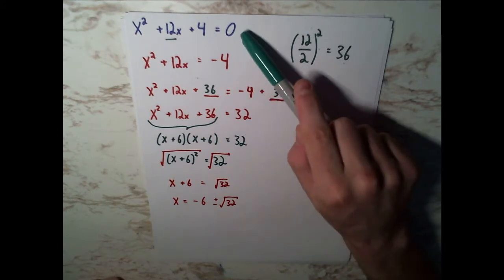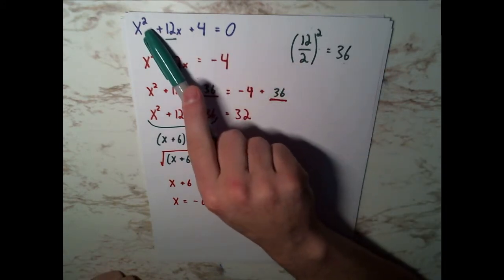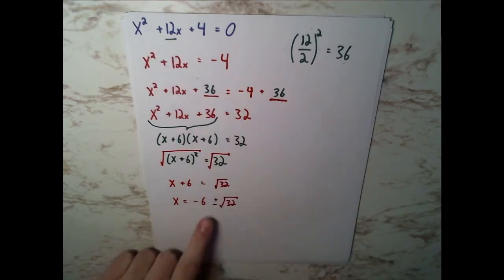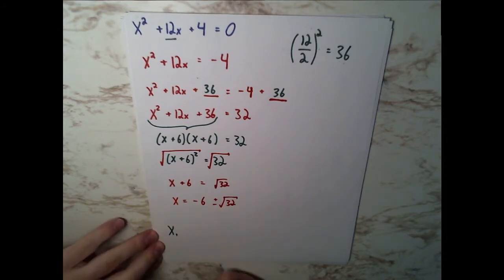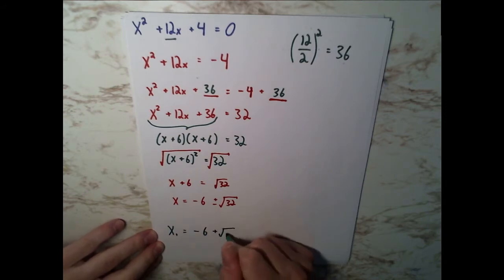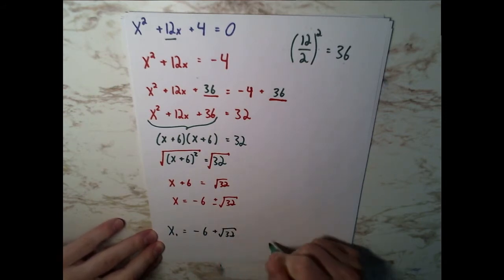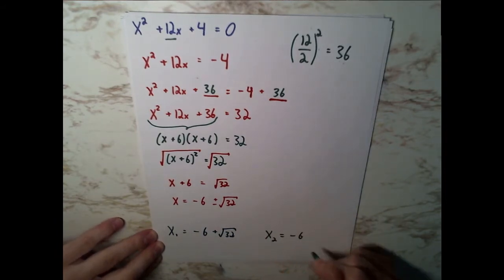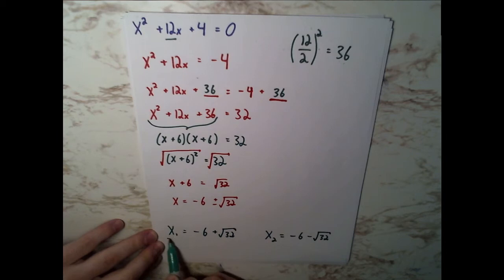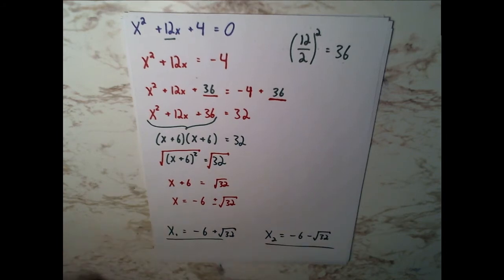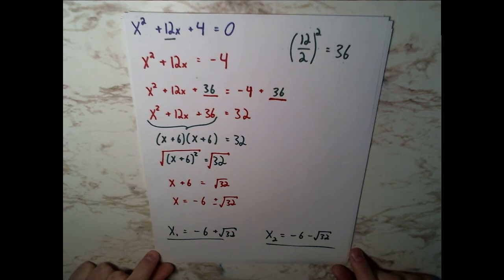Since this is a quadratic, we know that it's most likely going to have two solutions, and this plus or minus gives us our two solutions. So our first solution, we'll call x1, is going to be -6 plus the square root of 32, and then our second solution, x2, is going to be -6 minus the square root of 32. Those are both of our solutions, and there'll be a few more examples of this in other videos.